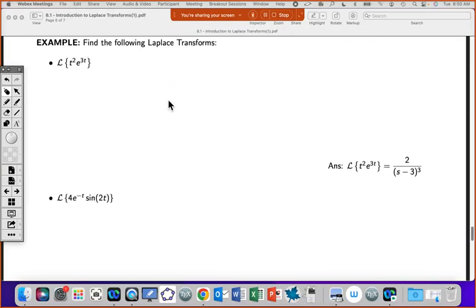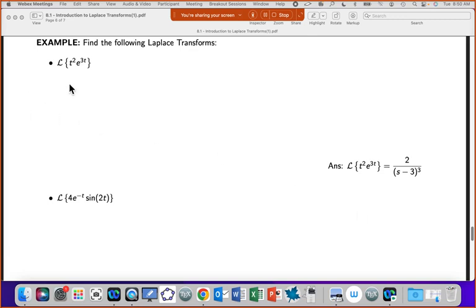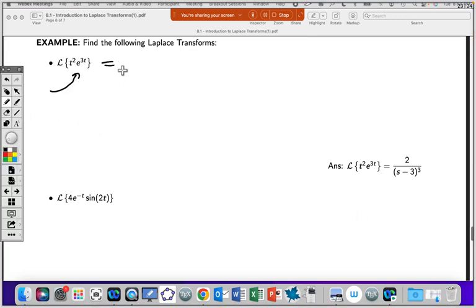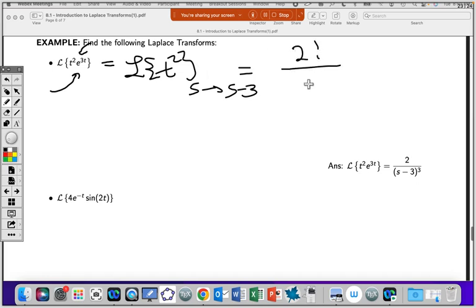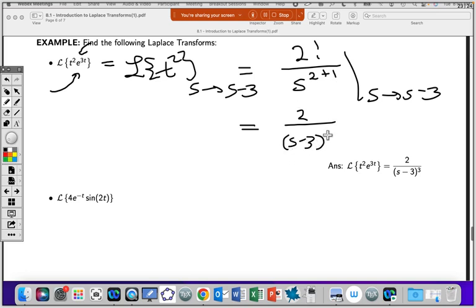All right, so find the following Laplace transform. So anytime you've got an exponential factor, we can use this shift theorem. So once again, here's the Laplace transform of t squared e to the 3t. I've got an exponential times the Laplace of something I know. This will be the Laplace of t squared. And I'm going to shift s to s minus whatever that coefficient there is. So the Laplace transform of t squared, that's going to be 2 factorial over s to the 2 plus 1 power. But we're going to shift s to s minus 3. 2 factorial is 2. I'll have s minus 3 quantity cubed.